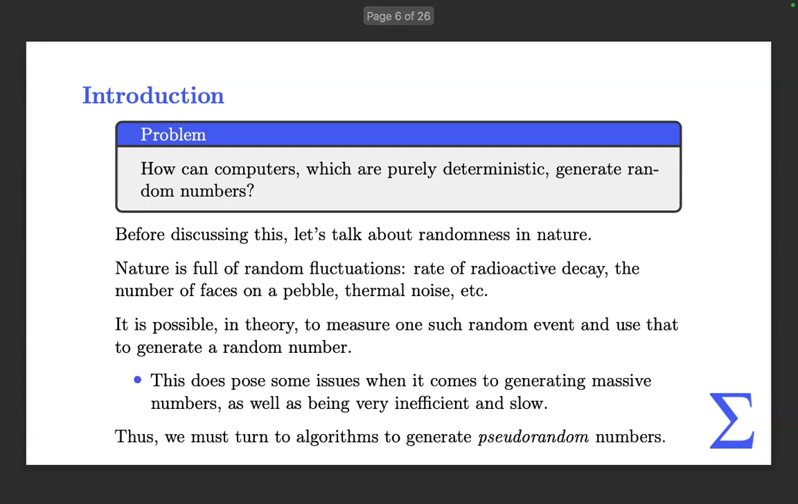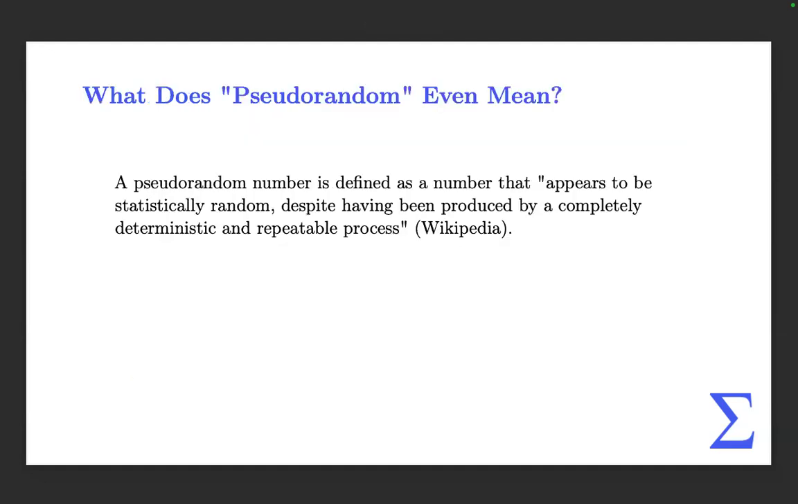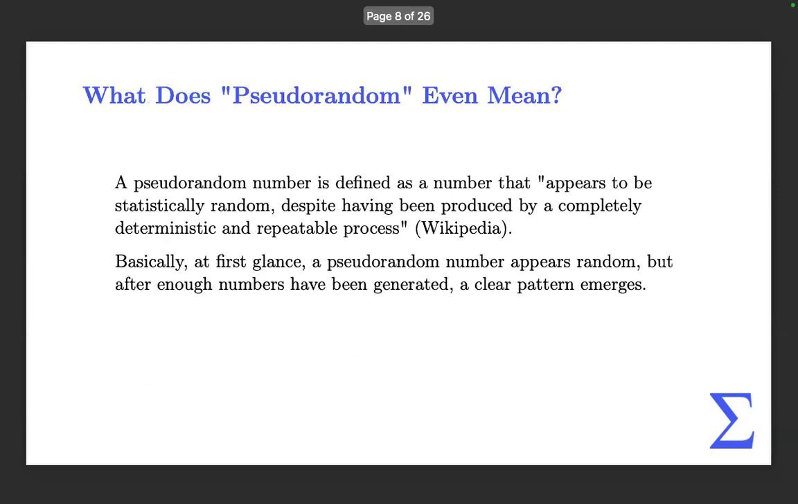So that allows us to turn to pseudo-random numbers, where we use algorithms to generate random numbers whenever you want. A pseudo-random number is defined as a number that appears to be statistically random despite having been produced by a completely deterministic and repeatable process. Basically, what that means is when you look at a few pseudo-random numbers, they look random enough, but when you look at the pattern between them, you often see that they aren't really random.